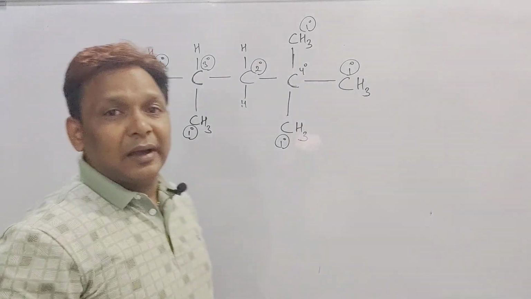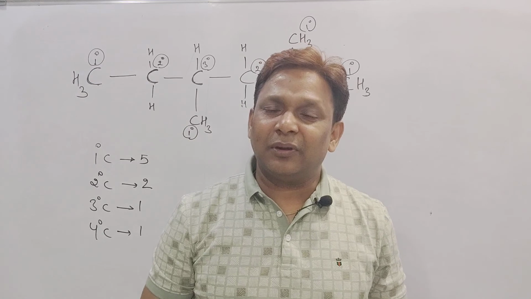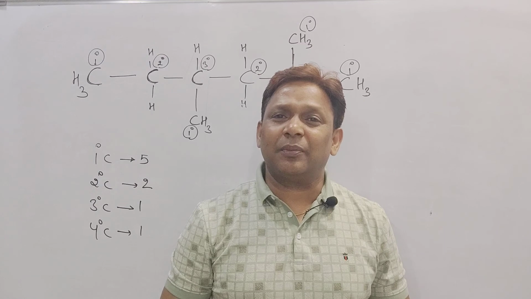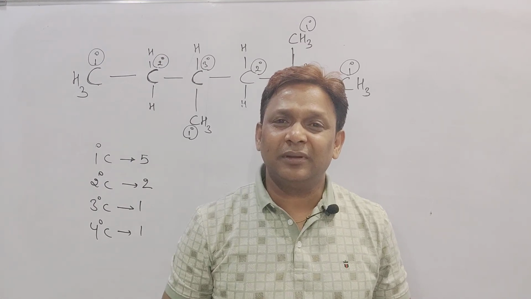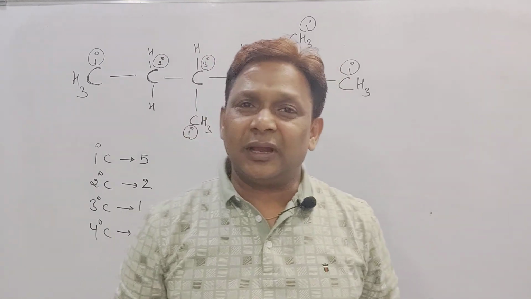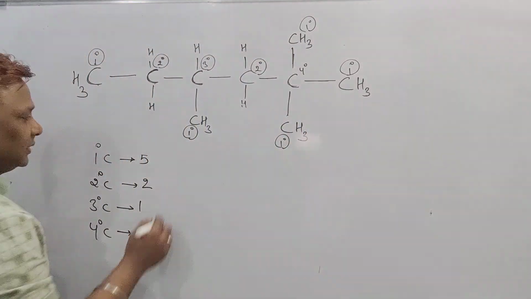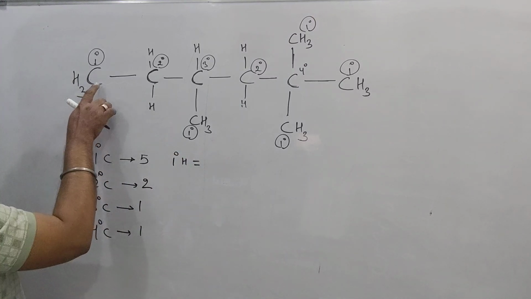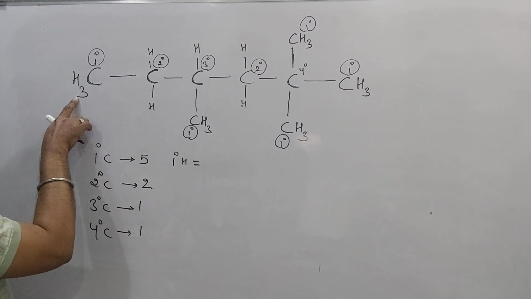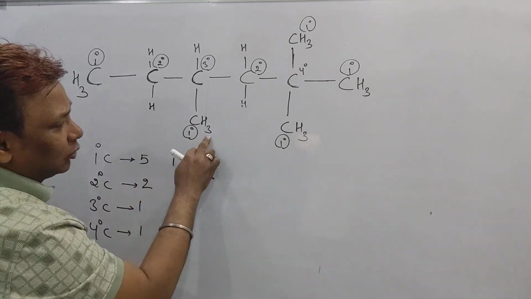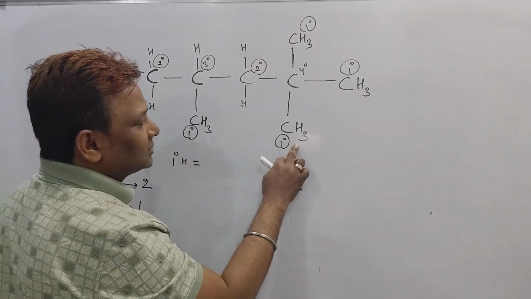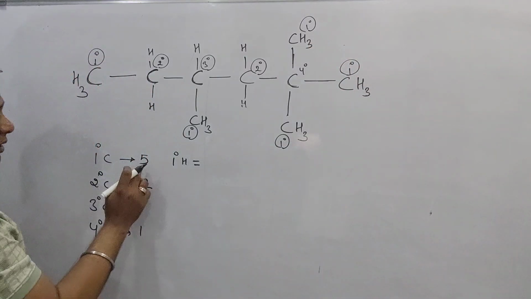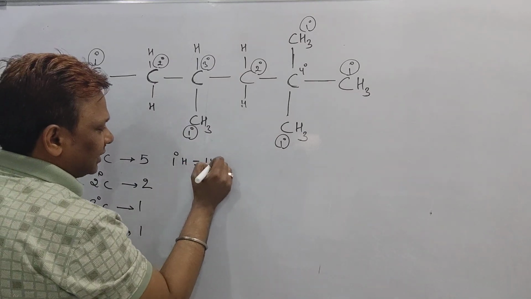A hydrogen atom attached to a primary carbon is called a primary hydrogen atom. A hydrogen atom attached to a secondary carbon is called a secondary hydrogen atom. A hydrogen atom attached to a tertiary carbon is called a tertiary hydrogen atom. Sir, can you tell me how many primary hydrogens are there? Beta, this primary carbon has how many hydrogens? 3. Here this primary carbon will have how many? 3. Total: 6 plus 3, 9 plus 3, 12 plus 3, 15. Beta, 5 into 3, primary hydrogens are 15.